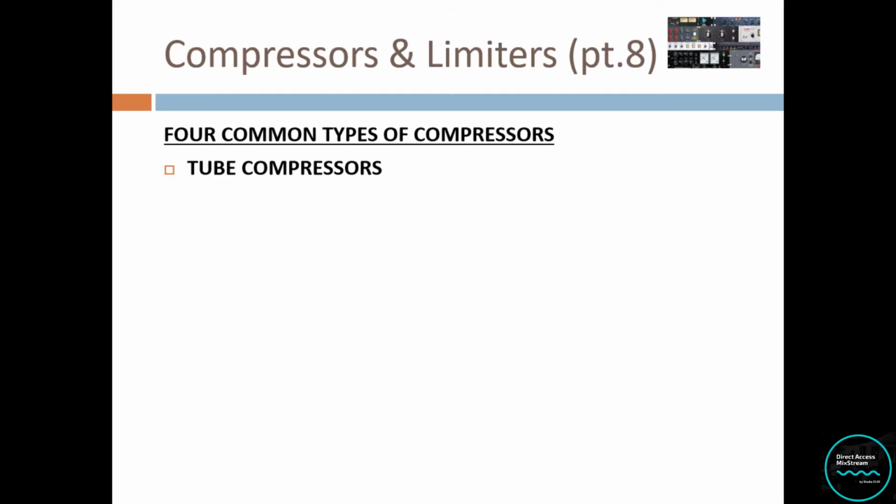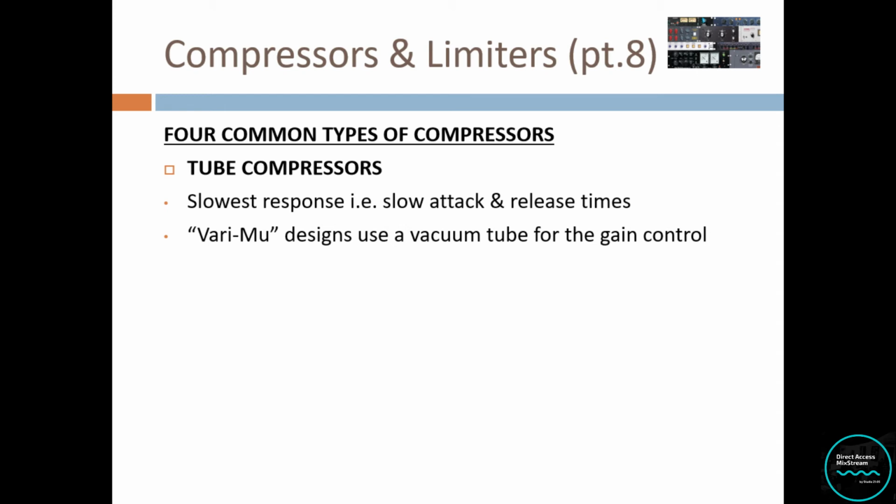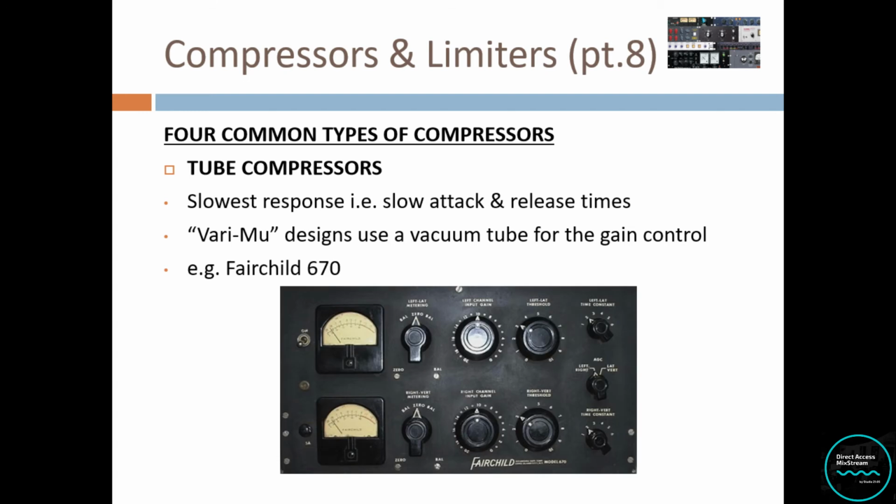So number one, the first one would be tube compressors. Tube compressors, because they are based on tubes, generally have the slowest response. They have slow attack and slow release times, okay? For example, you have the variable mu. Mu is the Greek alphabet, the mu, okay? So they use a vacuum tube for the gain control. Famous ones would be the Fairchild compressor, right? Manley also has the variable mu.